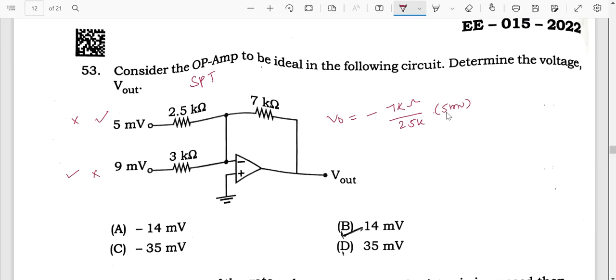And similarly, this is case one, and this 9 millivolts is deactivated. Now similarly, in the second case, 5 millivolts is deactivated and this one will be activated, meaning I'm directly writing the formula plus. So plus of minus 7K only, again 7K only, divided by 3K into 9 millivolts. I'm making a plus sign to apply the superposition theorem. So solve these values here. We'll get minus 35 millivolts as the answer. So answer will be C here.